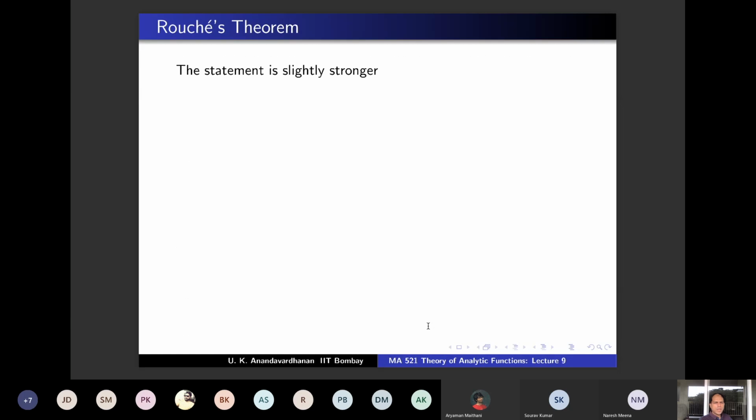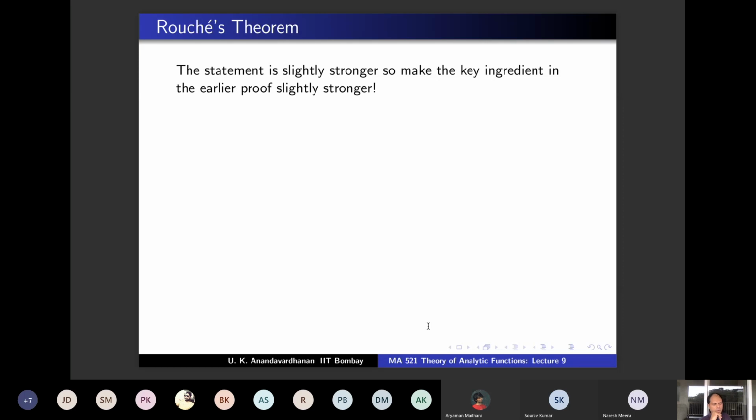So how do we prove this? The statement is stronger, so the ingredient in the proof has to be slightly stronger. The key ingredient in the earlier proof was, in order to compare the indices, we used this observation that between gamma 1 and gamma 2, you can transfer the index information. That's what we used, and you got the original version of Rouché's theorem.